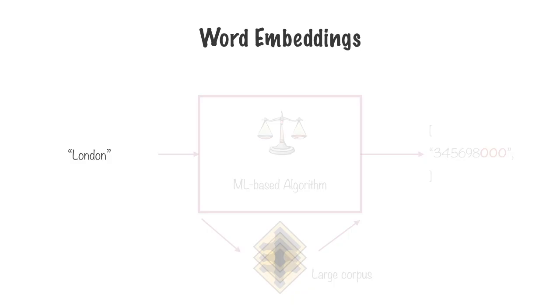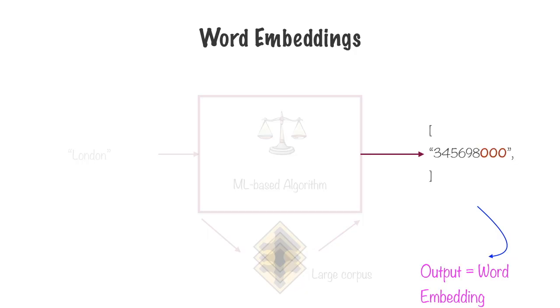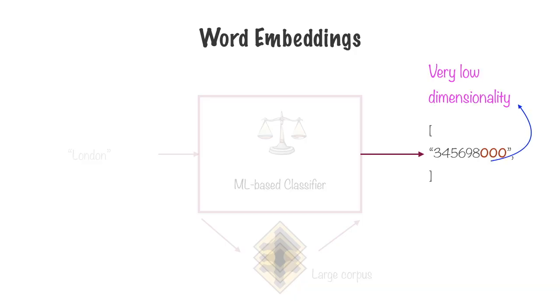The word London that we feed in is called the input word, and the resulting numeric representation of London is called the word encoding or embedding. One important feature of the word embedding that is generated in this manner is that it has a very low dimensionality. This low dimensionality embedding serves as a very compact representation of the word itself, the semantic relationship that this word has with other words, and the word's meaning.